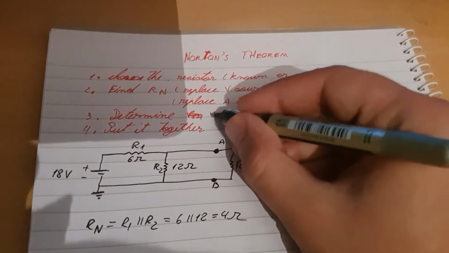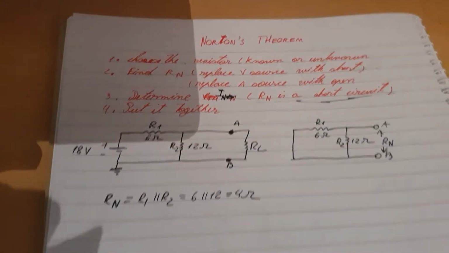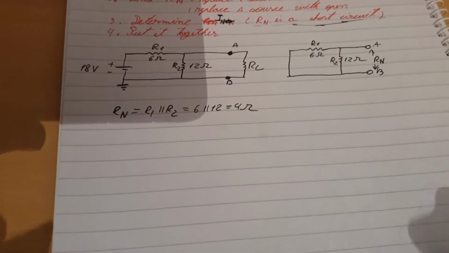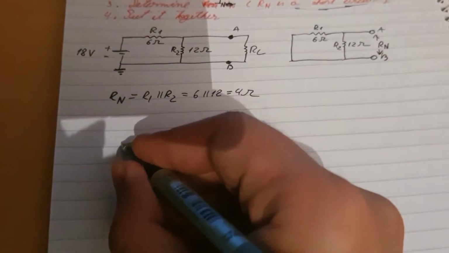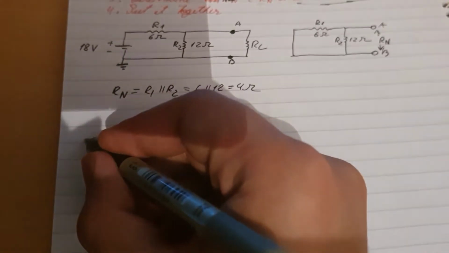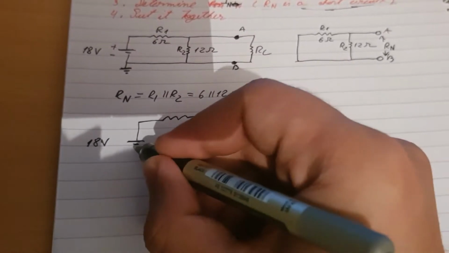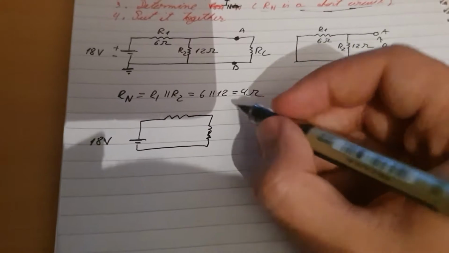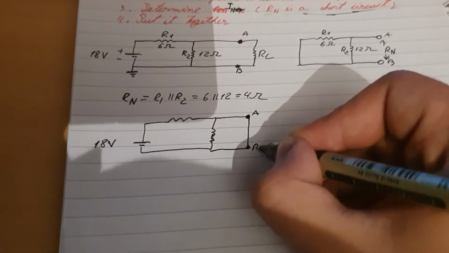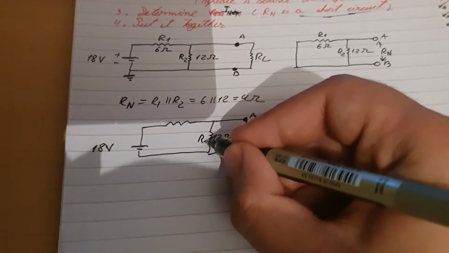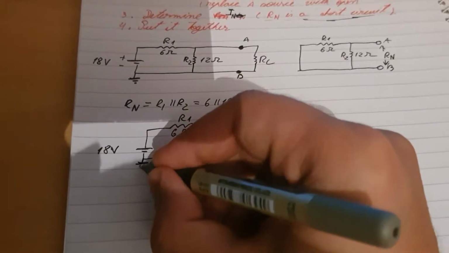Why did I put Vn? Norton is used for current, so it should be In. There you go. But when you want to find In, here is the difference between the two of them. Let's redraw the diagram again, but this time for the purpose of finding In. So this will be 18 volts, one resistor, another resistor. There you go. And now points A, B, 12 ohms, R2, then 6 ohms, and this will be R1, and here will be the ground.